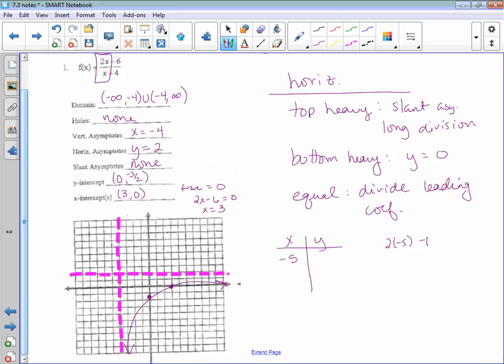2 times negative 5 minus 6 over negative 5 plus 4. Negative 16 over negative 1, which is 16. So negative 5, 16. That is somewhere way up here, right? Okay. You can plug in whatever you want. What do you want to plug in next? I'm going to try negative 6, but you do whatever point you want to over there. Negative 6, no. Yep. Negative 7? Okay.